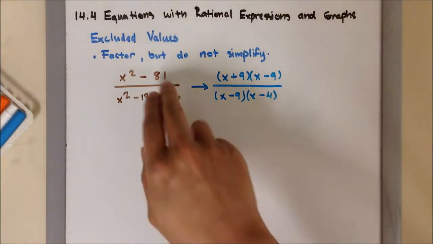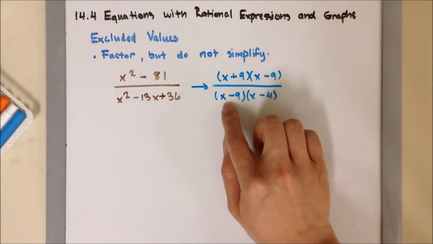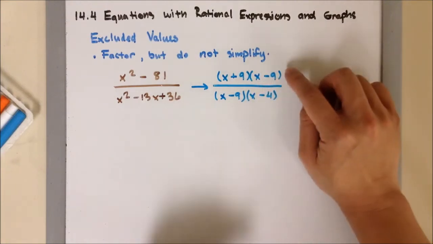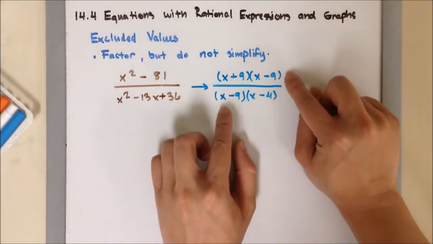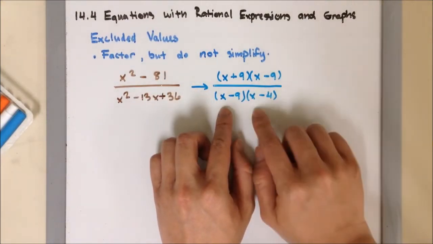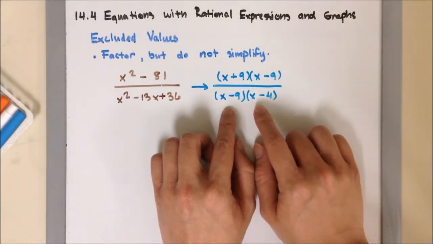So again, it says do not simplify. That means I'm not going to cross out my x minus 9, because even though we have one on the top and one on the bottom, again, we're not simplifying. We're just finding excluded values. We need all factors from the denominator. So again, I repeat, we need all factors in the denominator.